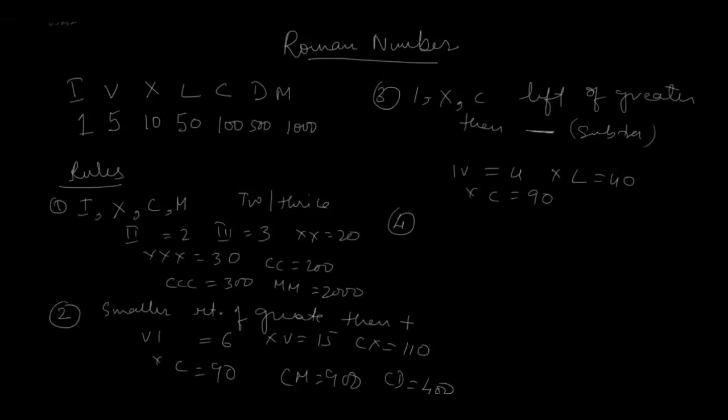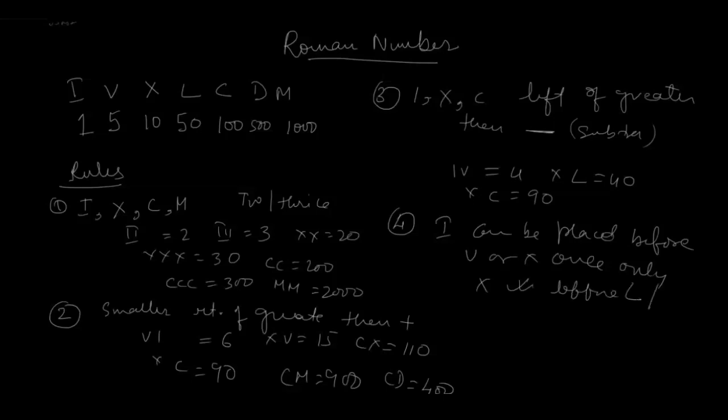Now let us understand the fourth rule. If I is being used, then I can be placed only before V or X, only once. See here, X, that is 10, can be used before L or C only once. And C can be used only before D or M only once.